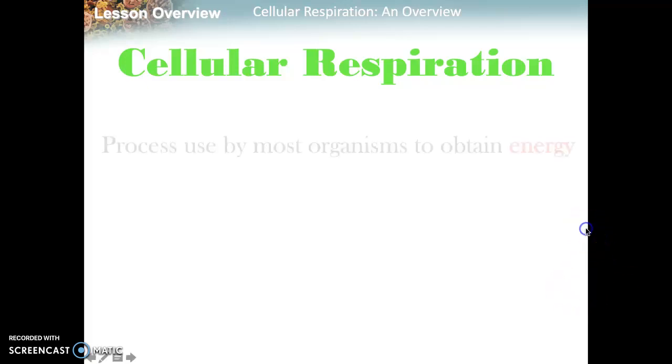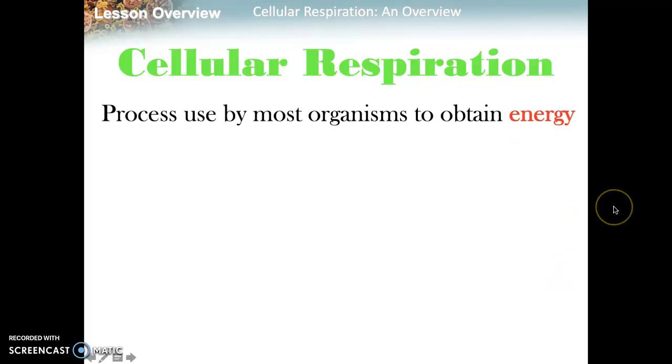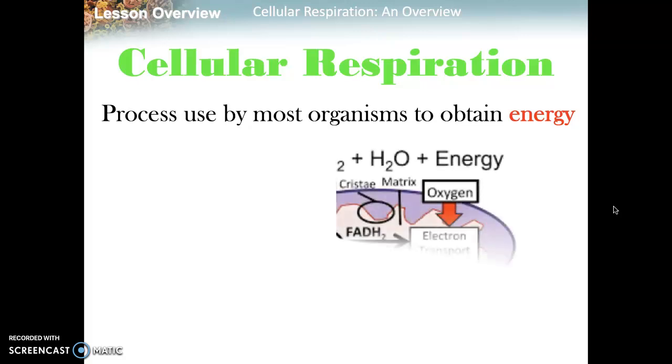So let's go through and talk about each of the steps. This is, as I said, the process by which most organisms obtain their energy. Not all, but most. And we'll talk about an alternative method at the end.